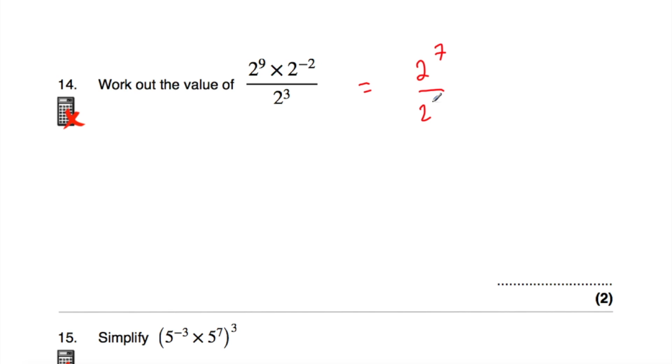Now we've got our divided by 2 cubed. So we've now got 2 to the power of 7 divided by 2 cubed. So remember, we take away the powers. So that'll be 2 to the power of 7 take away 3 is equal to 4. So that's 2 to the power of 4. Now 2 to the power of 4 would be 2 times 2 times 2 times 2. 2 times 2 is 4, times 2 is 8, times 2 is 16. So the answer would be 16. And if you got that, well done.